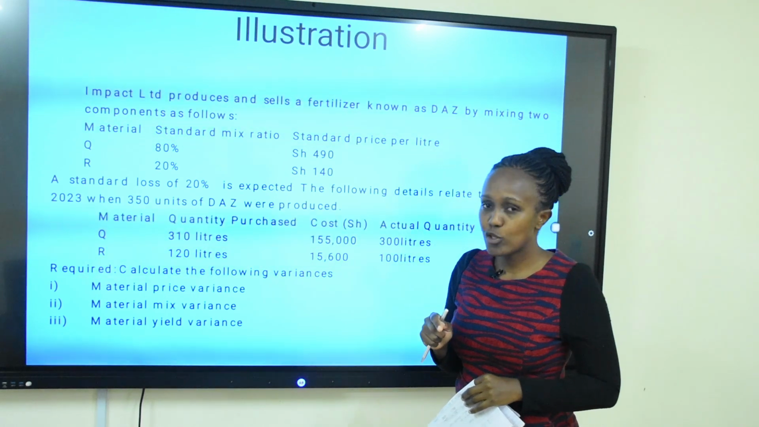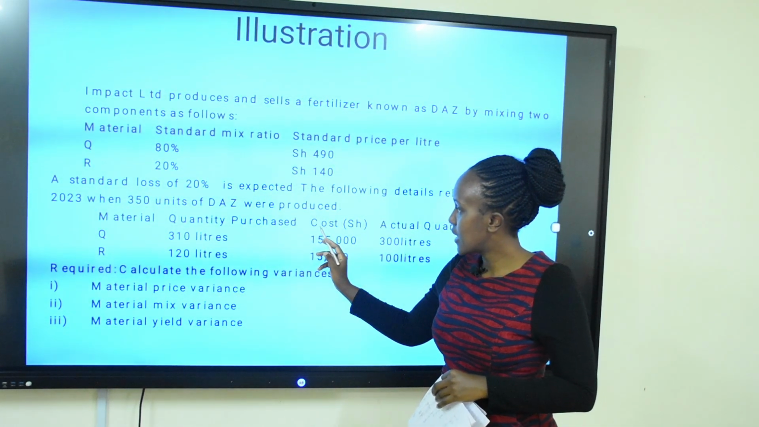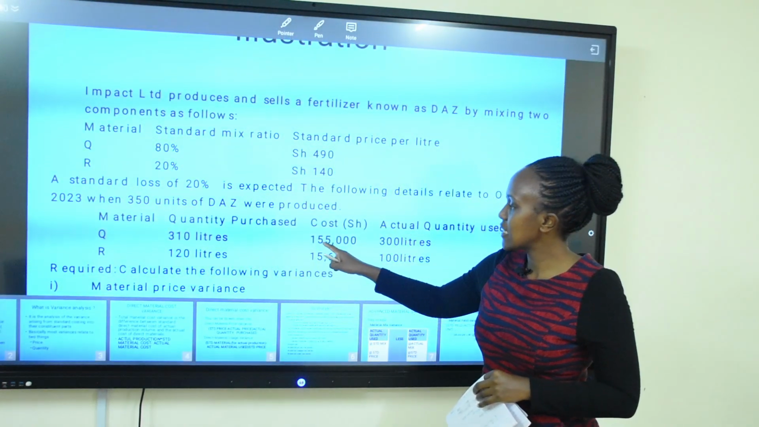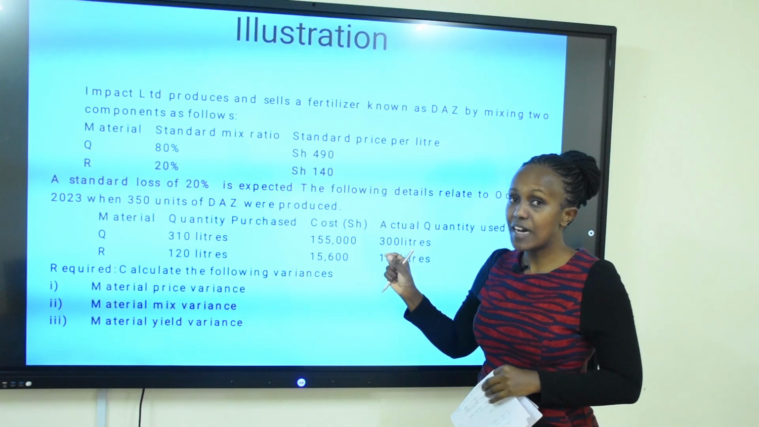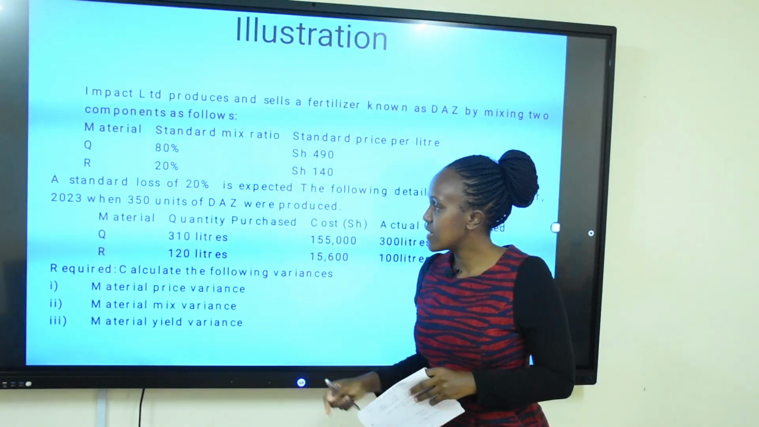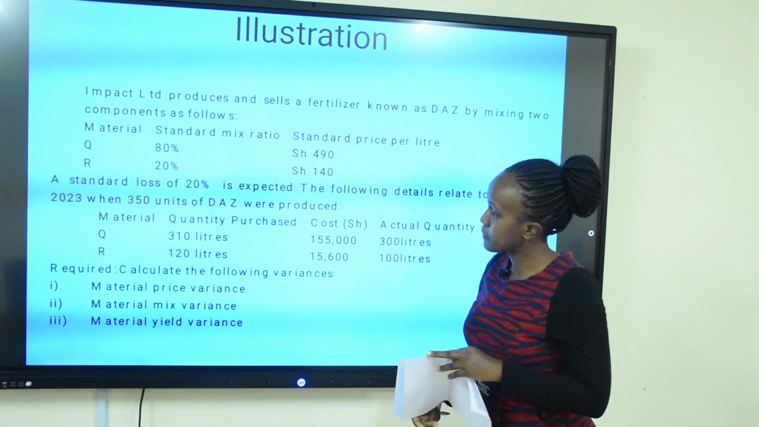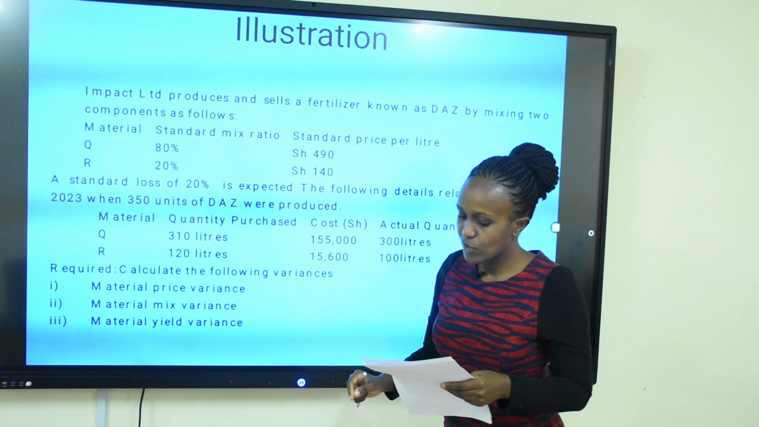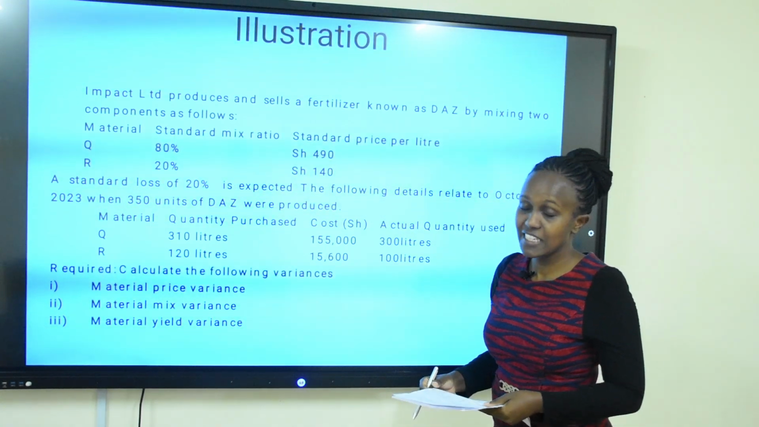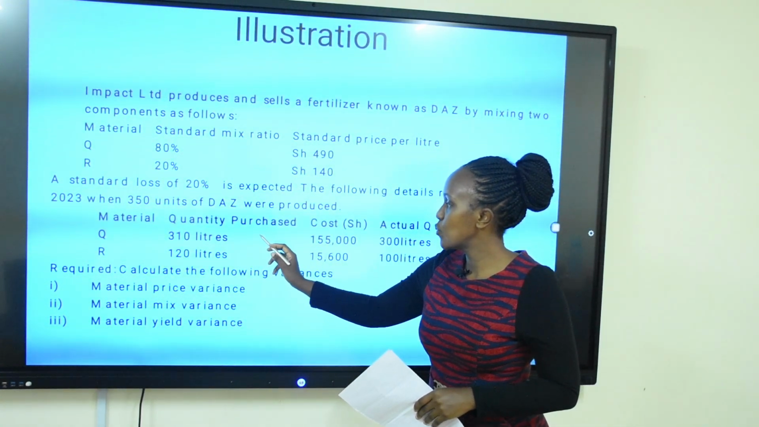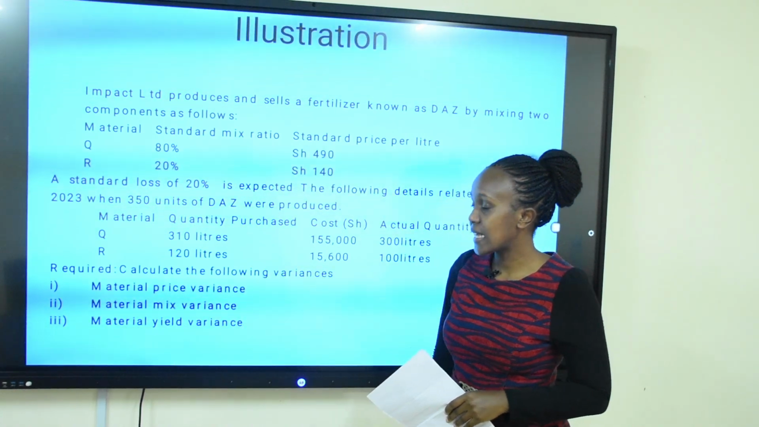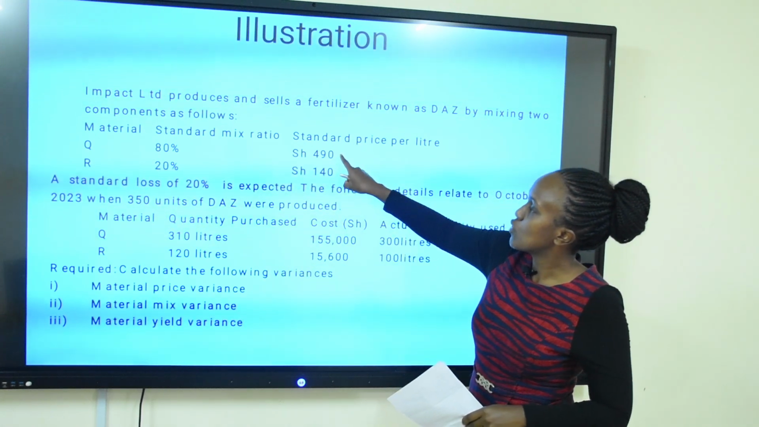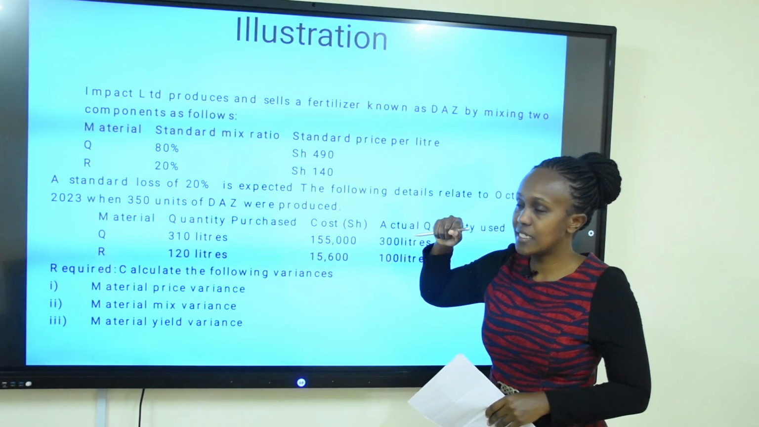We can compare that with the actual price. The actual price here, you can find that they purchased 310 liters of Q at shillings 155,000. So if you divide 155,000 by 310 liters, you're going to find that that is equal to 500 shillings. So it means that the actual price at which we bought was 500 per liter. It may not be noted, but it means that we bought at 500 per liter, which is different from what we expected. We expected to buy at 490 per liter.